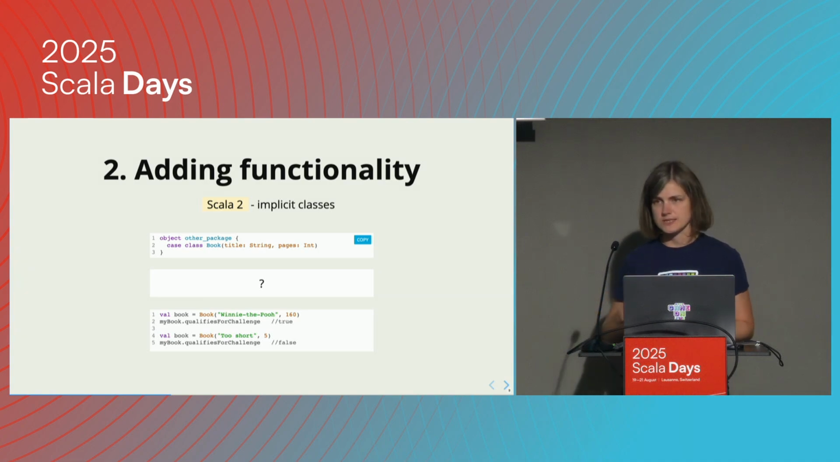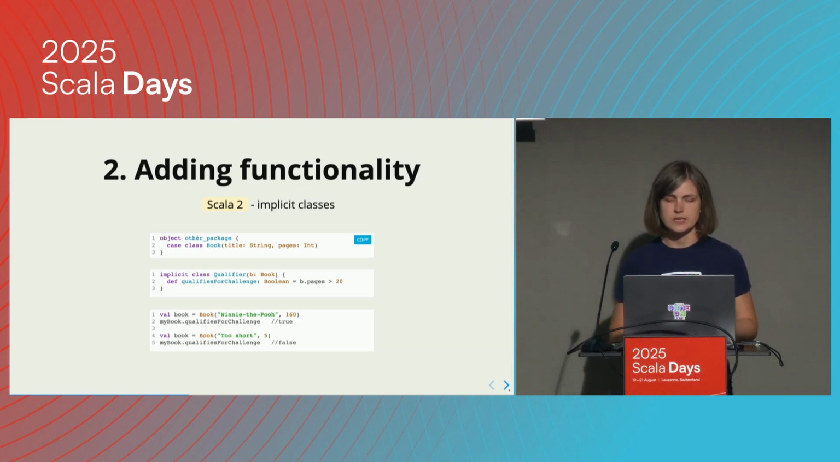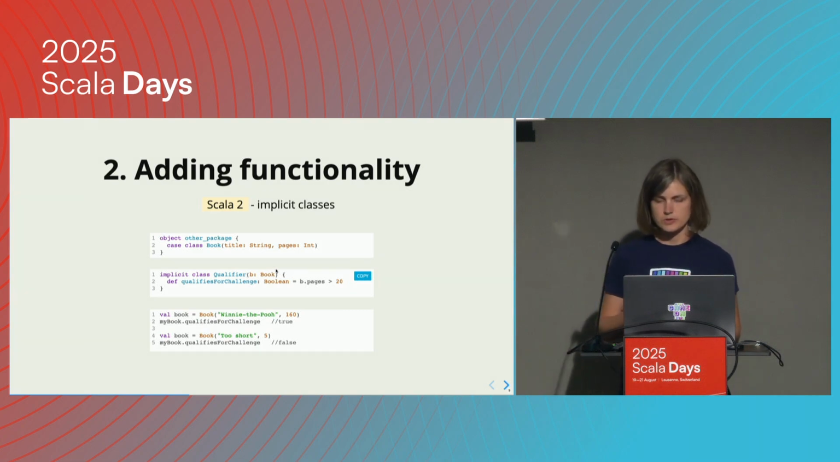But we are writing in Scala, we are very powerful, and we can do things like that. So we can add functionality to closed types. And in Scala 2, we did it with the implicit keyword. So what you needed was to define an implicit class, give it some kind of a name, which doesn't really matter, but it's parameterized by our book type, and then we define this method.